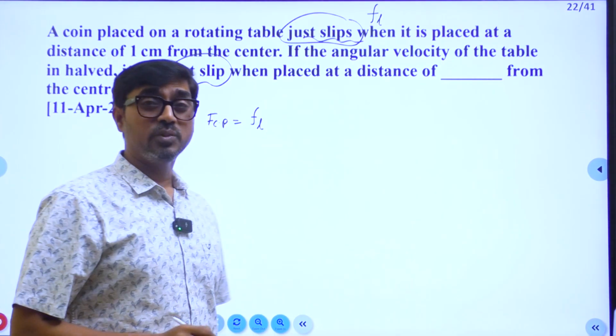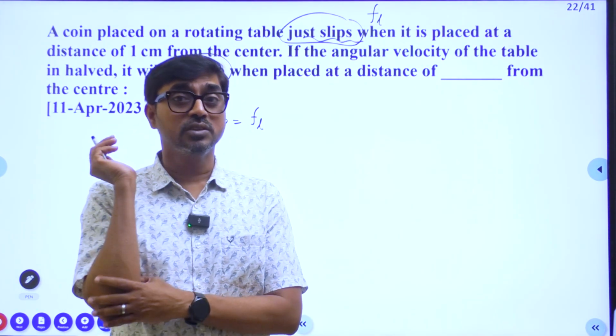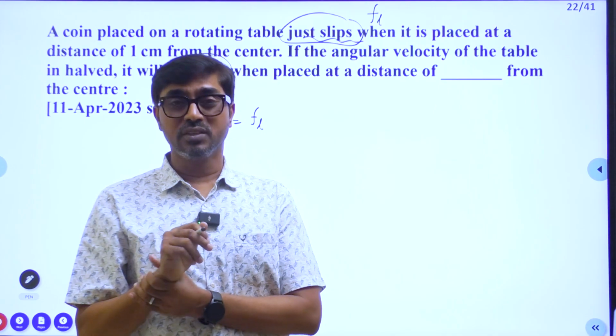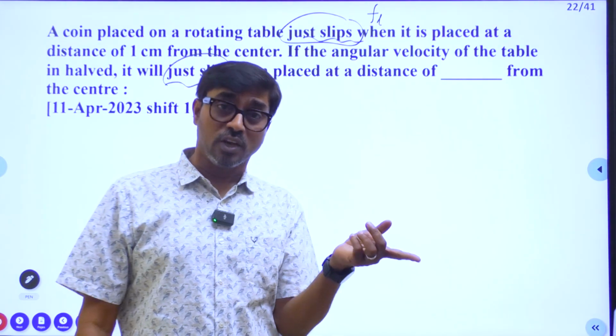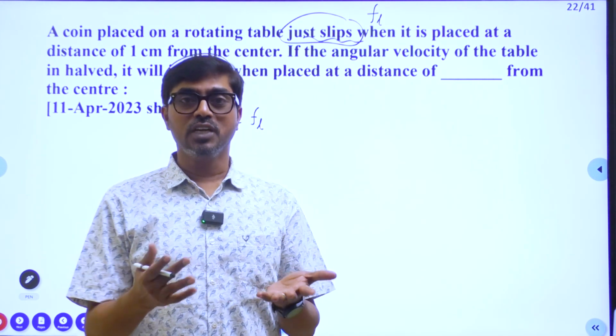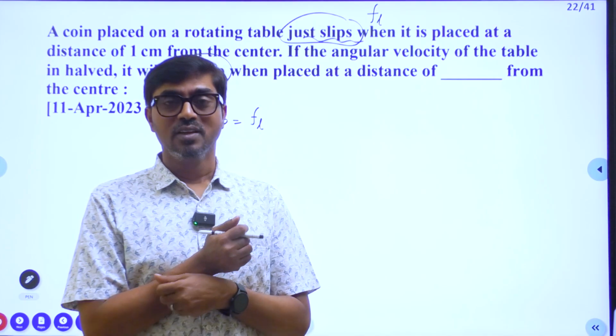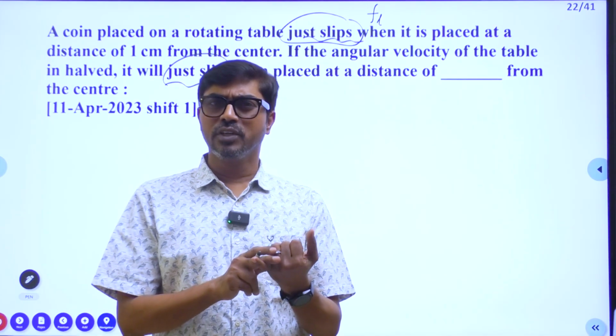Now you may ask me, for centripetal force, friction has to be opposite to velocity. That is a misconception. Friction need not be opposite to velocity. There are two kinds of friction. Kinetic friction will be opposite to relative velocity, not velocity. And similarly, when you have static friction, there is no relative velocity. Then how can you have it opposite to relative velocity? So the direction of static friction is self-adjusting.